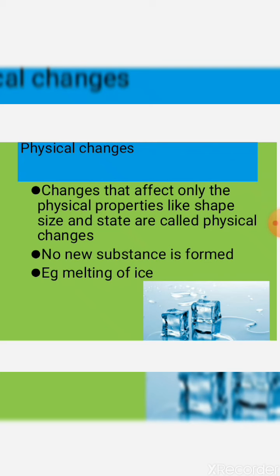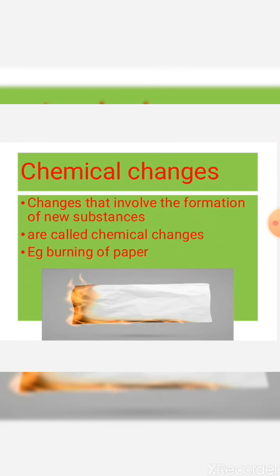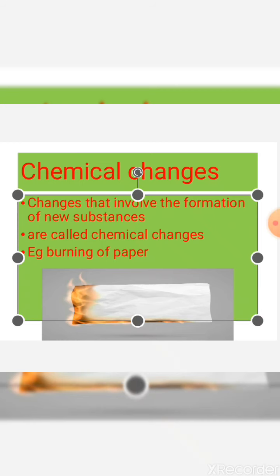Moving on to the next change, that is chemical change. Let's see its definition. Changes that involve the formation of new substances are called chemical changes. Example, burning of paper. When paper burns, we get its ash. And like we know, its ash and the burnt paper are not same. Here we are getting a new substance.